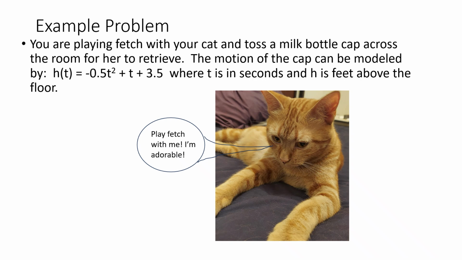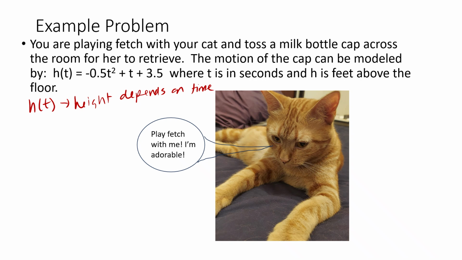Now, a few things about this notation before we move on. This h of t, what does that mean? It means that the height of the cap depends on time. That's what function notation tells us. In fact, we would say h of t, meaning height is a function of time, or it depends on time. How high that milk bottle cap is depends on how long it has been since it left your hand.